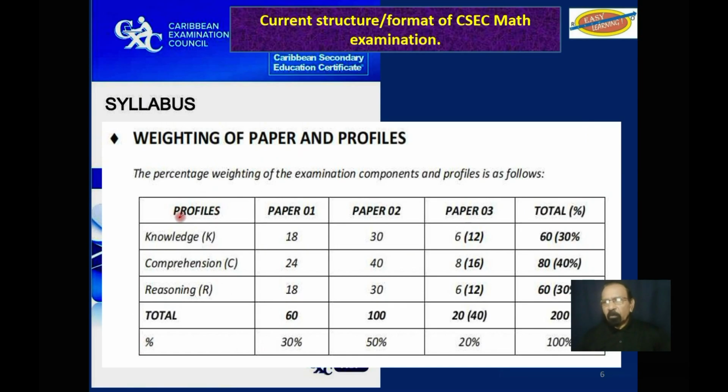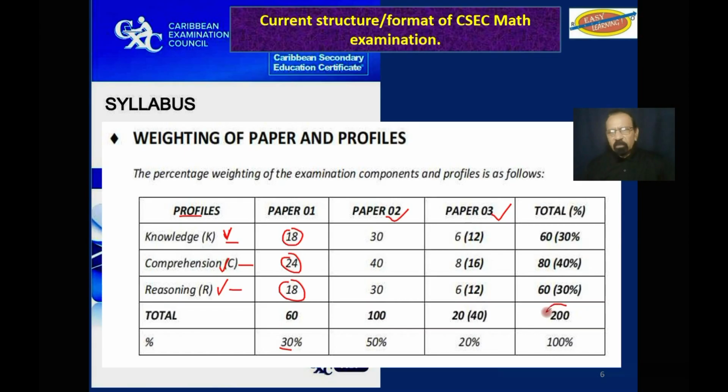As it relates to the profiles and the marks and so on, you have 3 profiles: knowledge, comprehension, and reasoning. And paper 1 has 18 items on knowledge, 24 items or 24 marks on comprehension, and 18 on reasoning, and so on, paper 2, paper 3. Eventually, your total marks is 200, and that will be expressed as a percentage to determine your final grade.